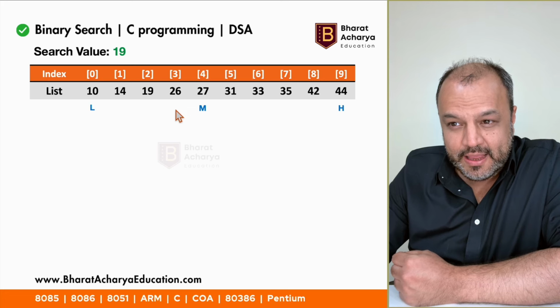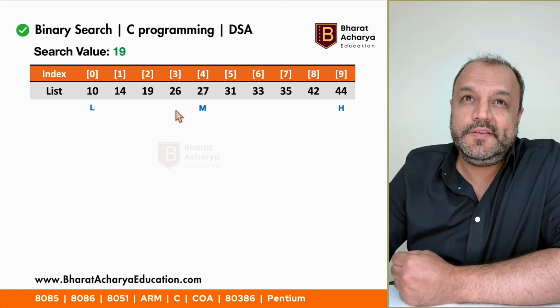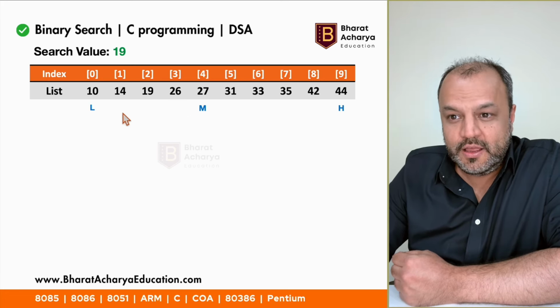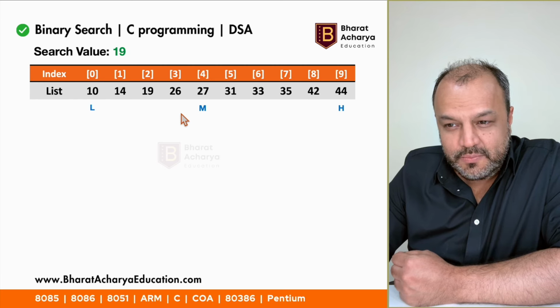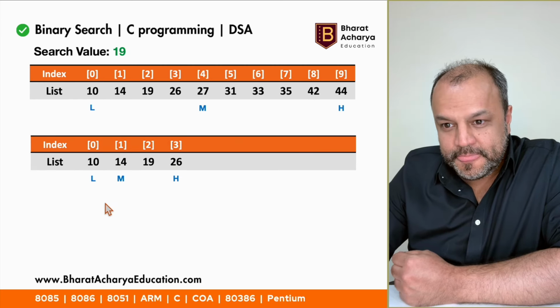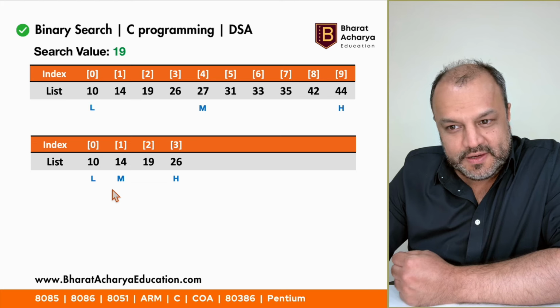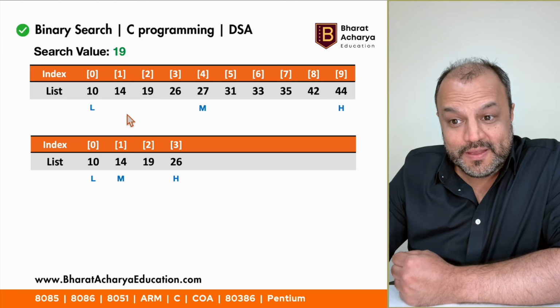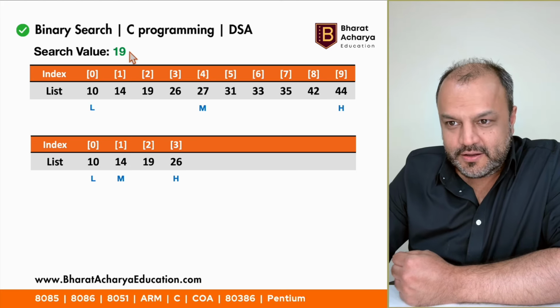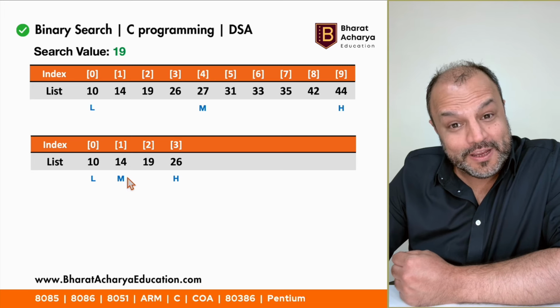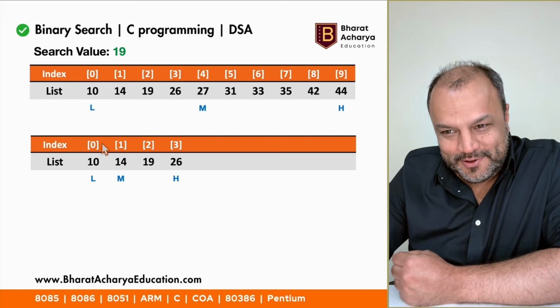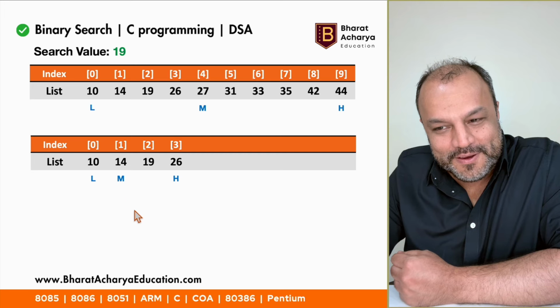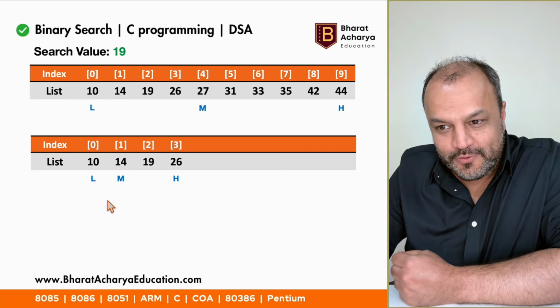So this will be high. That is 3. And 0 plus 3 is 3. Divided by 2 is 1.5. That is 1. So M will be 1. High will be 3. Tell me, did you understand? M is 1. High is 3. Low remains the same. Now, M is 1. That means 14. Compare 19 with 14. 19 is bigger. That means now you'll eliminate this part and go right. When you go right, high remains the same. Low will become M plus 1.